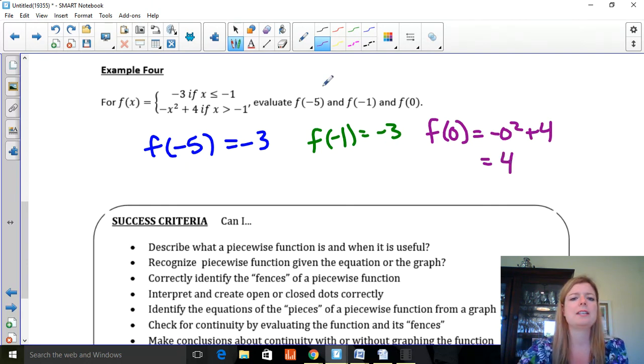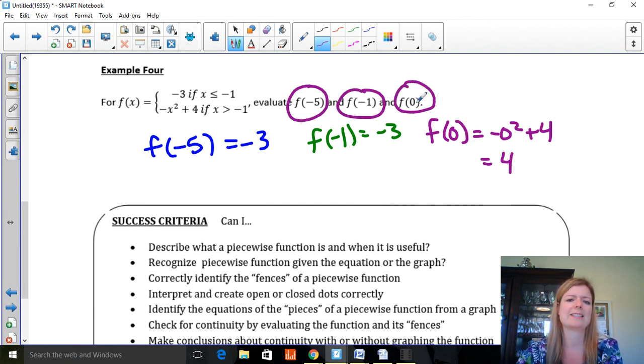So when you're given function notation like this, you just need to say what the x value is, whether it's in this section or this section, and then make sure you're plugging it into the right piece.